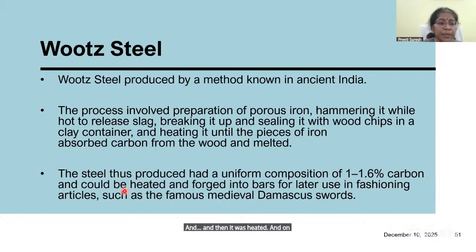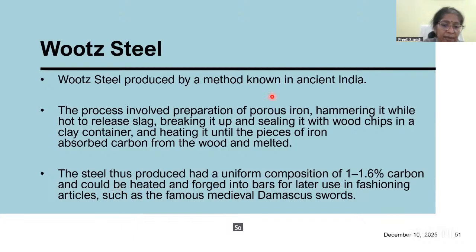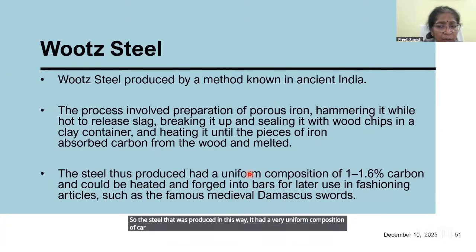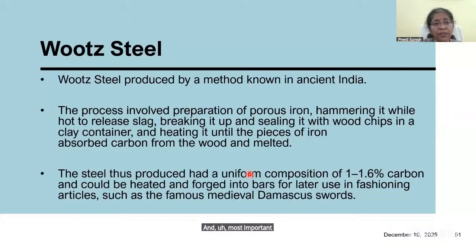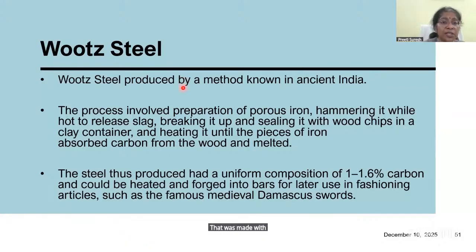On heating, the iron absorbs the carbon from the wood and melts. The steel produced in this way had a very uniform carbon composition, 1 to 1.6%. The most important characteristic of this steel was that it could be heated and converted into different bars, and used for preparing other objects, many weapons. The Damascus swords were famous, and they were made with this wootz steel.